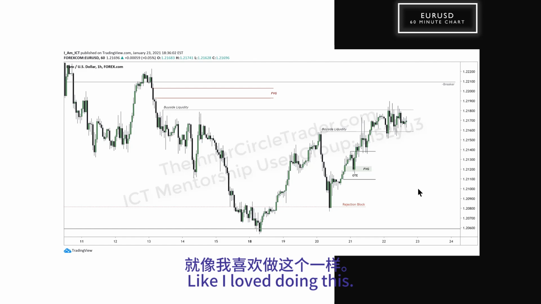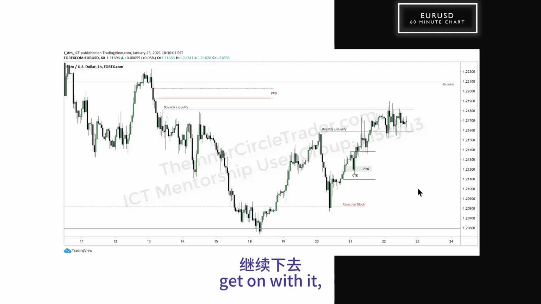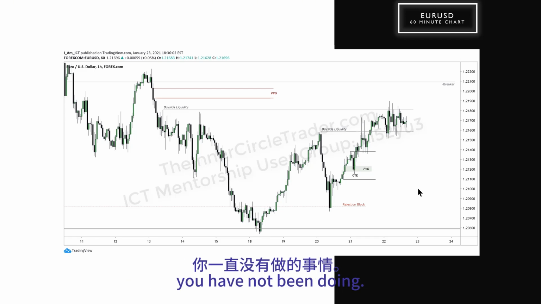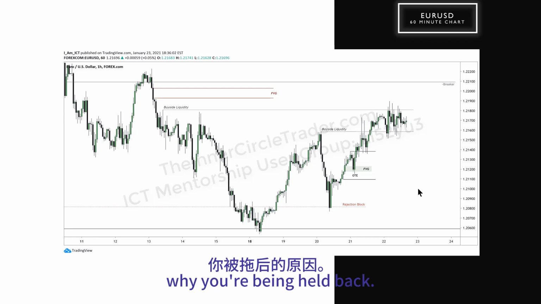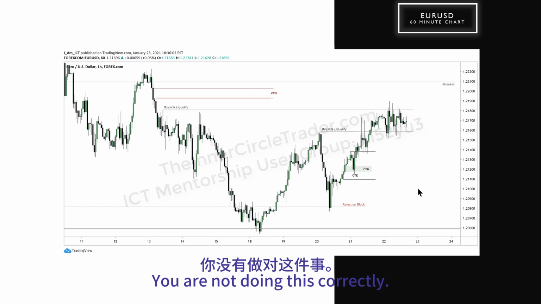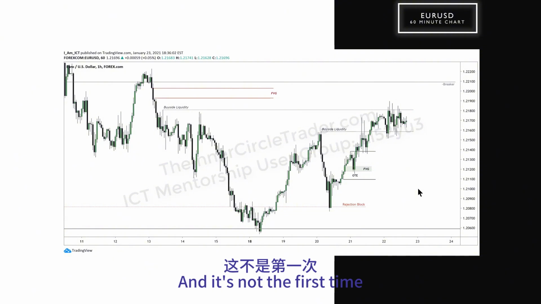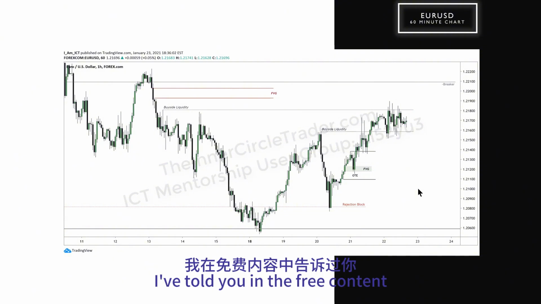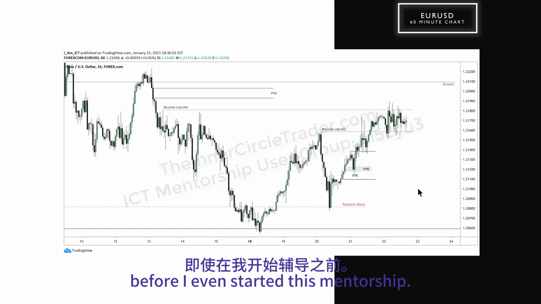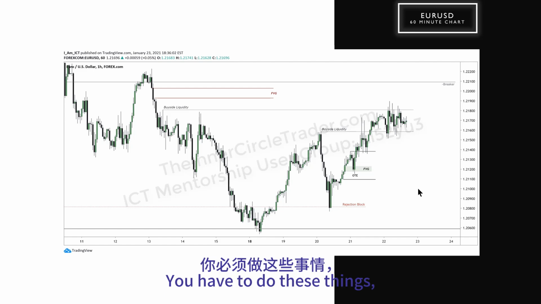Like, I loved doing this. And right now you're probably saying, get on with it, get on with it. This is it. This is the thing that you need to learn. This is the thing that you have not been doing, and that's the reason why you're being held back. You are not doing this correctly. And it's not the first time I've told you to do it. I've told you in the free content before I even started this mentorship. You have to do these things.